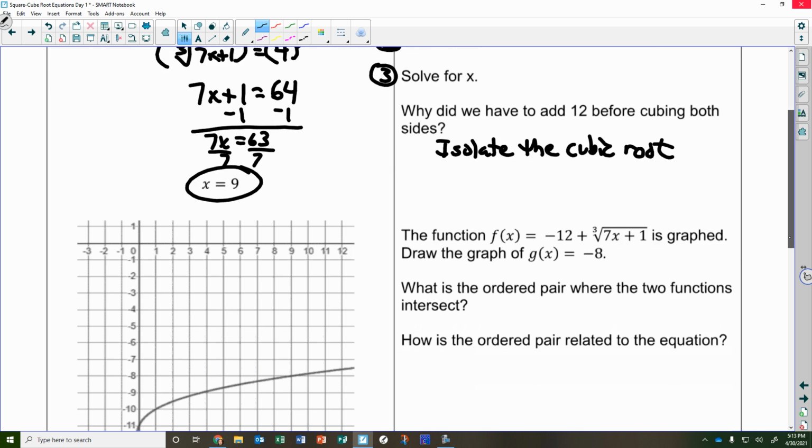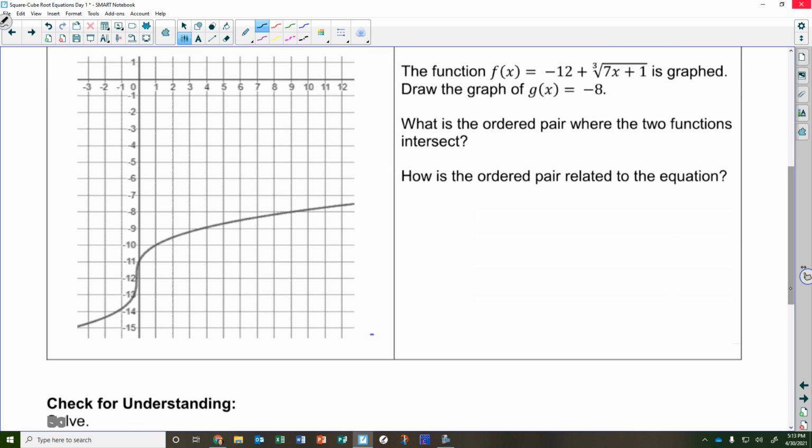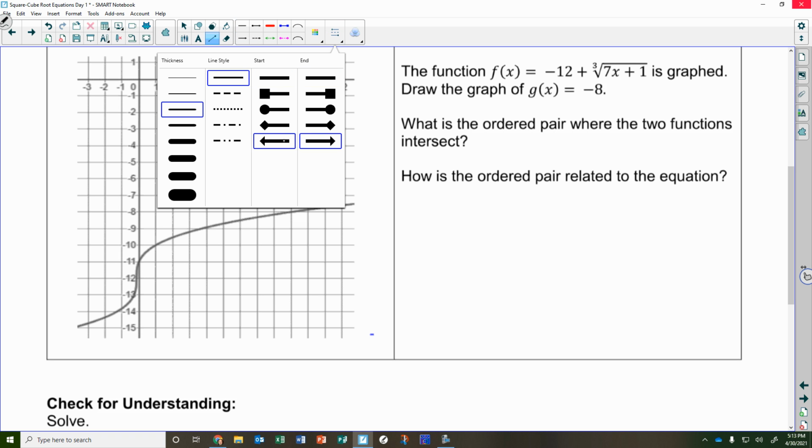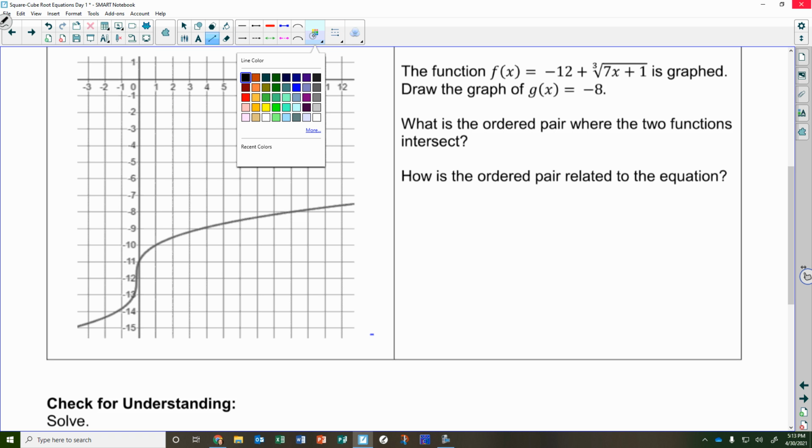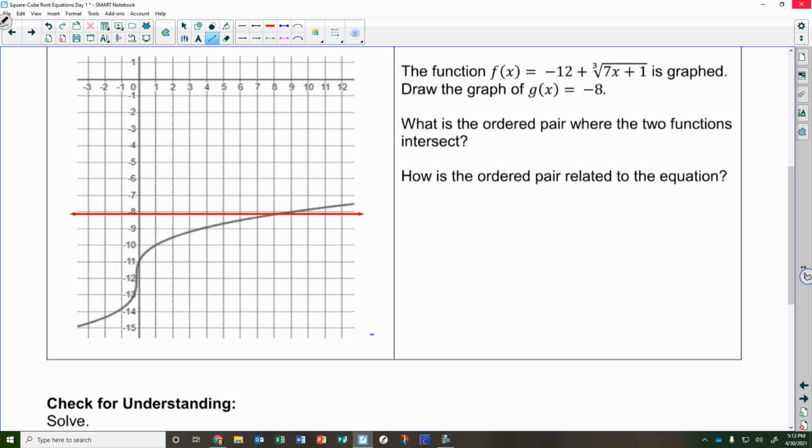So if you look down below, and again, you don't see the line, so let's draw the line in here. For some reason, it's not recognizing my touch, so I'm going to use the marker here, and hopefully it'll draw. There we go. So g of x equals negative 8 is a horizontal line at negative 8, which is right there. So if you look, that intersection point is right here.